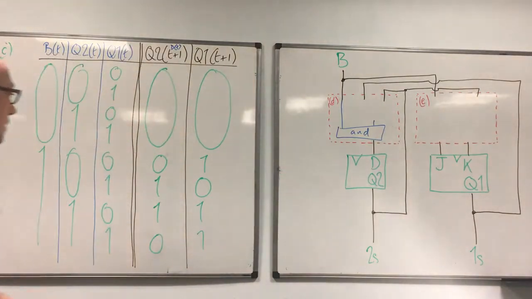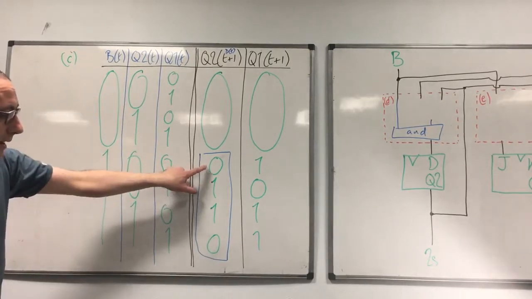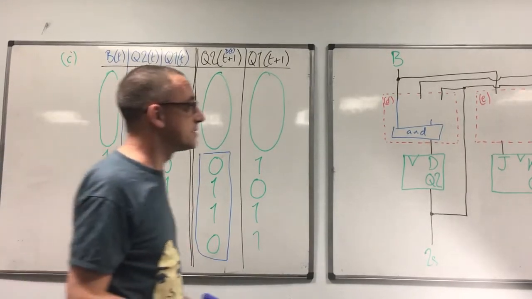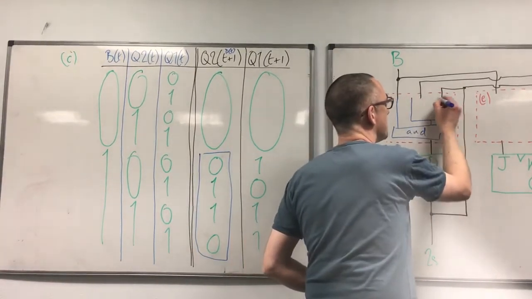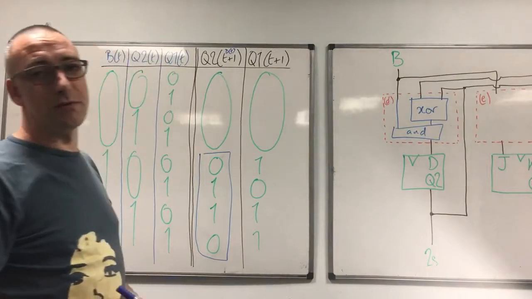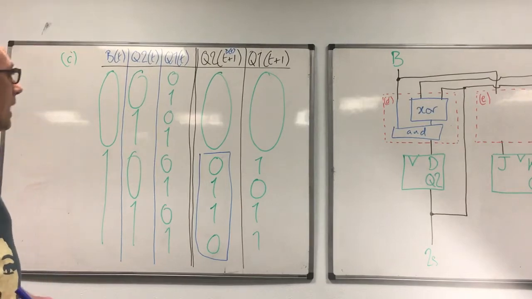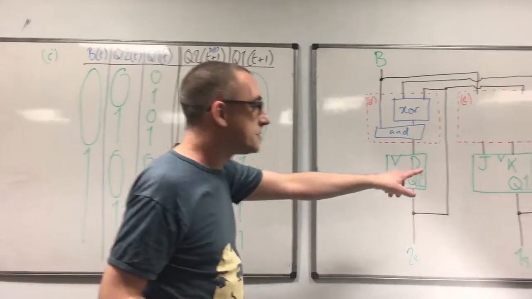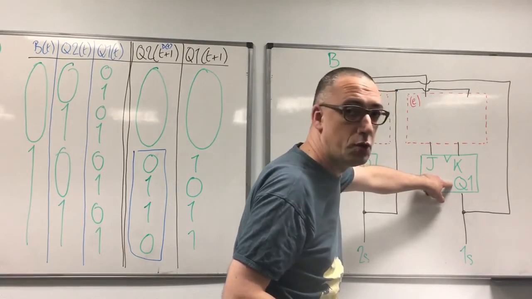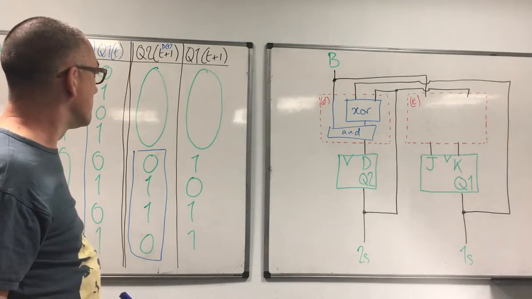That means we just need to look at this part of the truth table, and we should recognize that this is the behavior of an XOR gate. That tells us that the remaining part of the circuit is just XOR. So much for part D. How about part E? Well, we again have to control J and K in order to get the Q1 behavior we want. What Q1 behavior do we have?